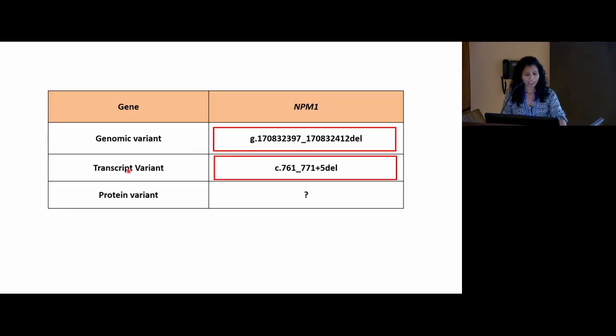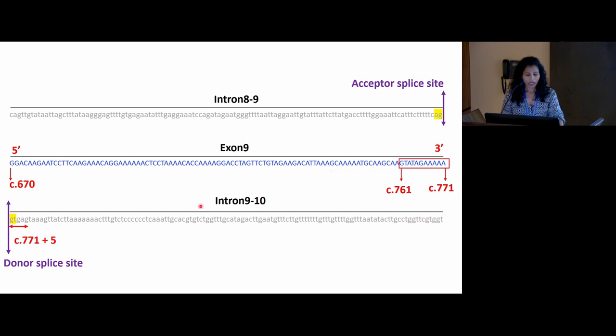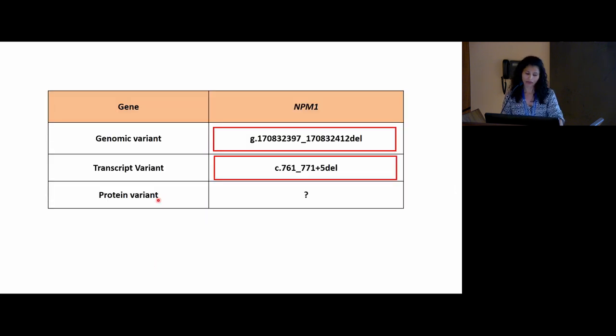So, the description at the level of cDNA will be coding DNA 761 to 771, which indicates the deletion happening at the level of the exon, that is the 11 nucleotide deletion, plus 5, which mentions the deletion happening at the level of the intron downstream of the exon, that is downstream of exon 9, the 3' region, and deletion. Now we will go through the description at the protein level.